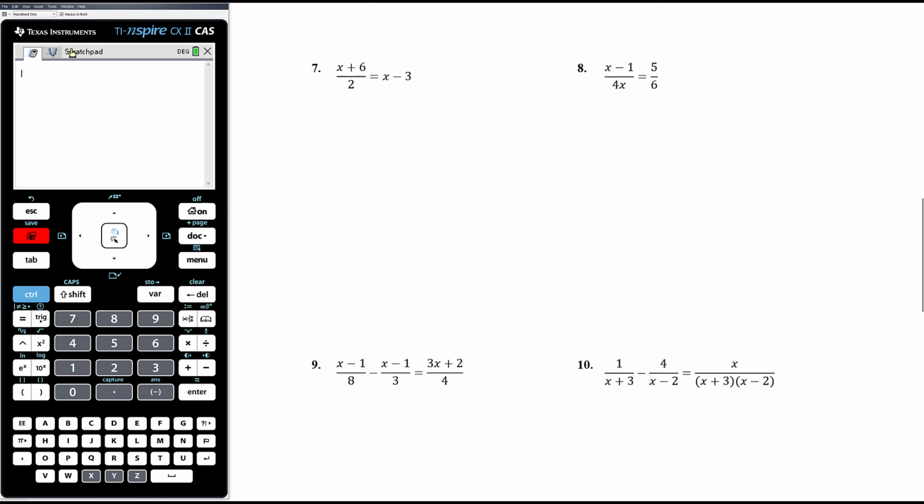Okay, question 7. Again, we've got fractions. Now, this particular fraction can be dealt with quite easily because the whole left-hand side has been divided by 2. So if we multiplied the left-hand side by 2, and obviously we have to do the same to both sides, we could get rid of the fraction. So immediately we get x plus 6 on the left-hand side, and then 2 times x minus 3 on the right-hand side, which we can expand out. Personally, I'd probably do that.